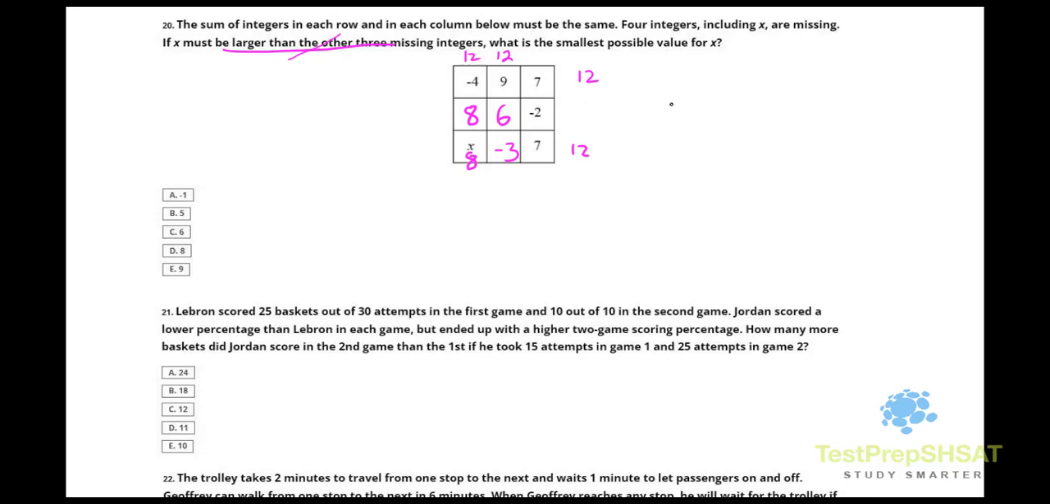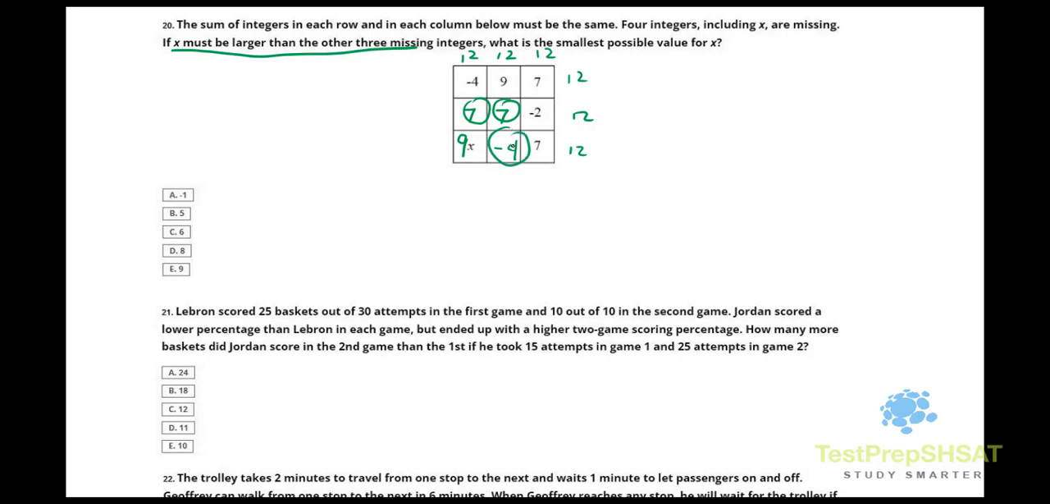So now let's try x equals 9. So if I put in 9 for x, that's 9 plus 7 is 16, so I have to have minus 4 here to get my sum of that row to be 12. 9 minus 4 is 5, so I'd need 7 there to get a sum of 12 for that column. And if I want a sum of 12 for that column, it'd be 9 minus 4, which is 5. So again, I would need a 7. And the sum of the rows are still 12, and that column's 12. It all works. It also is true now, x is larger than the other 3 missing integers.